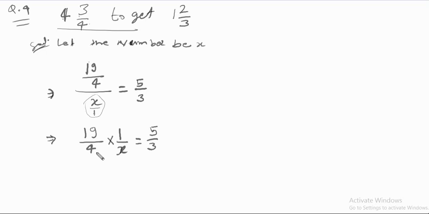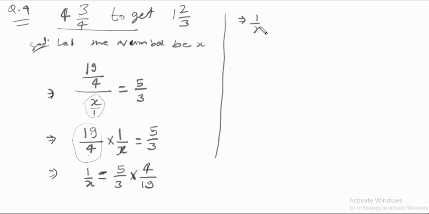Now transfer this 4 to this side and this 19 to this side, meaning we have to cross multiply. 1 by x is as it is, equal to 5 upon 3, with 4 in the numerator and 19 in the denominator. This is called cross multiplication: 4 will go up and 19 will go down. There is an equal sign between these two. Now let us solve this.